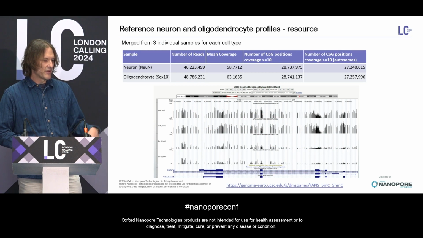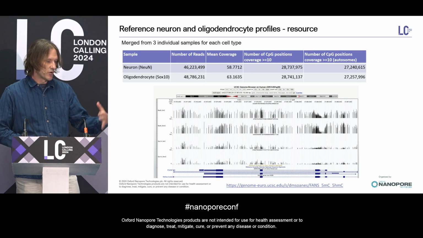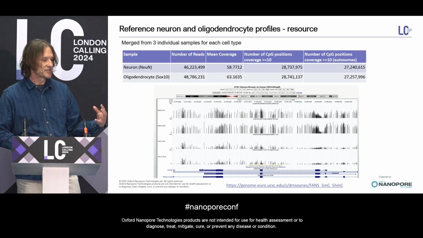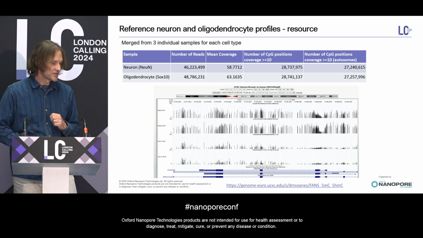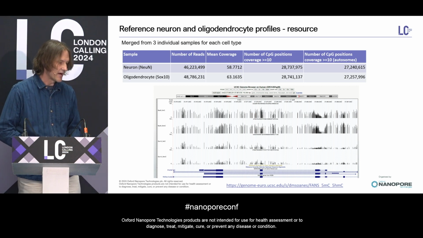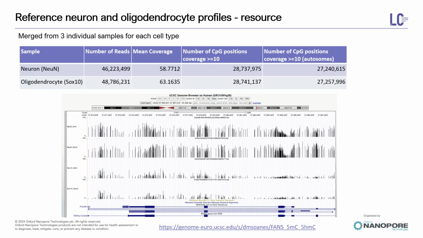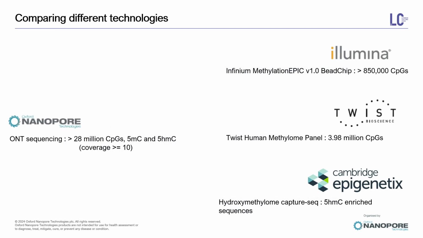We created a reference set, so we joined these 3 samples together, which gives coverage of around 60x. We've got a UCSC track, which is publicly available. We've used this reference data set for the rest of the analyses, because what we wanted to do was compare it to other technologies. In our lab, we've used other technologies. Do we get similar results?